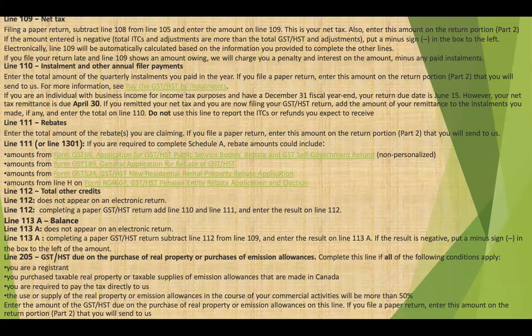So line 205, that is the GST and HST due on the purchase of real property or purchases of emission allowances. You complete this line if all the following conditions apply. Number 1, you are a registrant, you purchase taxable real property and taxable supplies of emission allowances, and the use or supply of real property or emission allowances in the course of your commercial activity is more than 50%. So you enter the amount of GST due on the purchase of real property or emission allowances on this line.